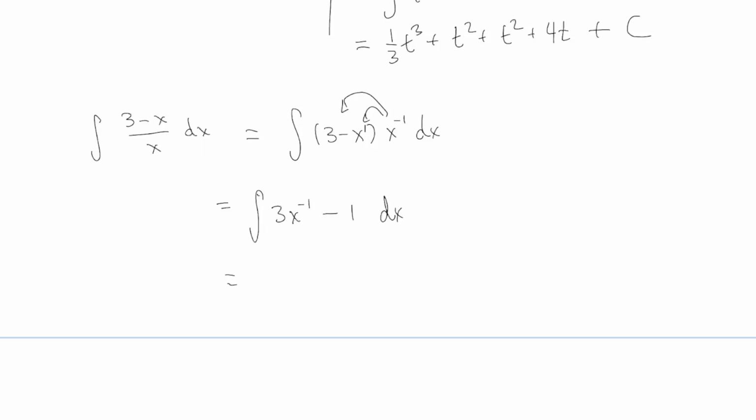So 3x to the minus 1 becomes 3 natural log absolute value x. That's the special rule for x to the minus 1, remember? And then minus 1 becomes minus x, because that's a constant. And a constant becomes that constant times x. It was the constant 1. And then plus c, of course. Don't forget the plus c. Any questions about that?